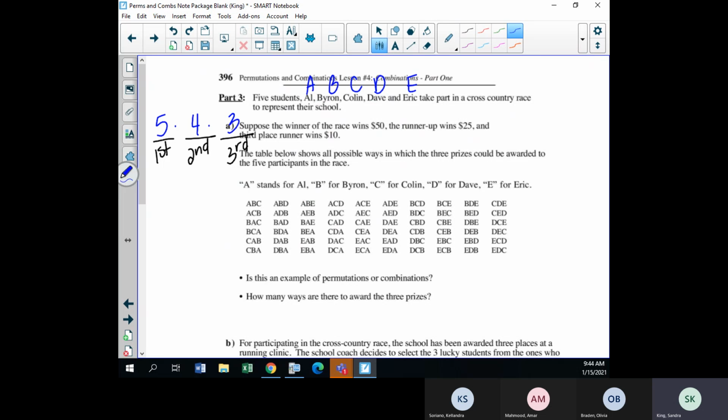The way I've set it up, is this a permutation or combination? Because I set it up using the fundamental counting principle. What would this be?